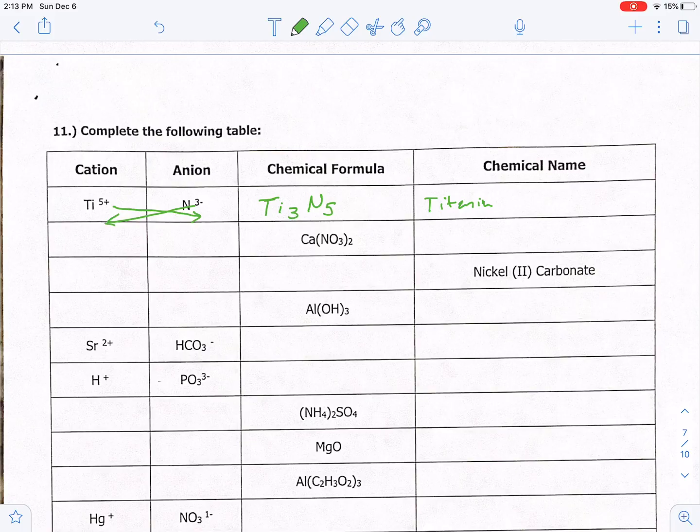So titanium 5. And then our anion, remember we changed our anion's name, we end it with IDE if it's just by itself. So if it's just nitrogen by itself, it's going to be nitride.